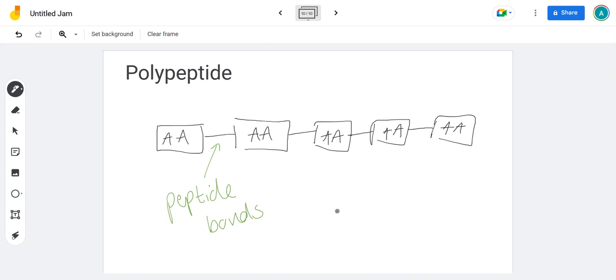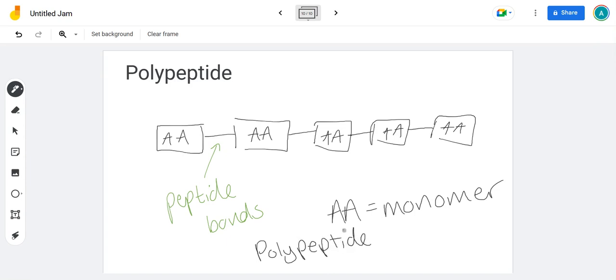Each individual amino acid is called a monomer. Mono means one. And then when we join them together, the polypeptide is called a polymer. Okay, poly means many. So the single unit, the monomer, is the amino acid. And the polypeptide is the chain of them joined together. Many of them is the polymer. Okay, so just remember that.